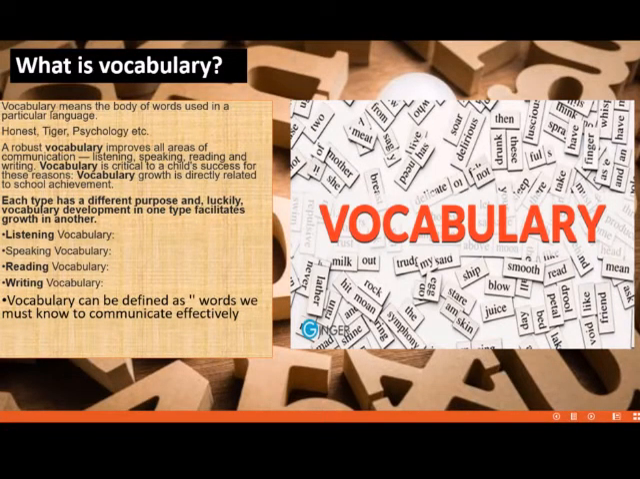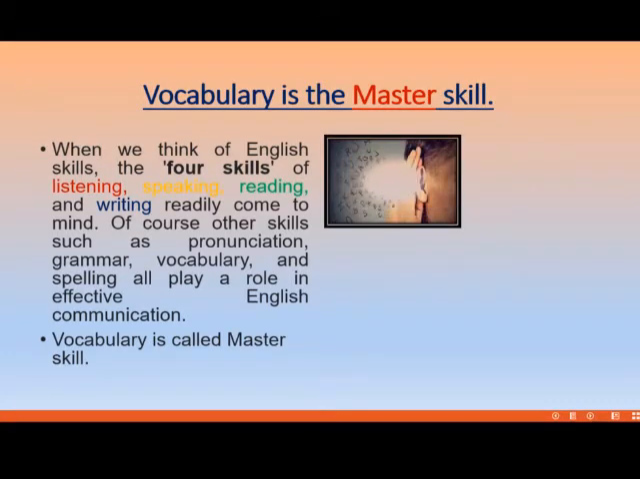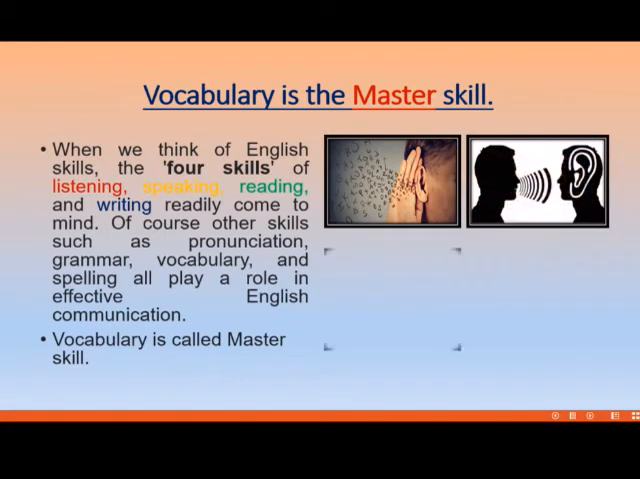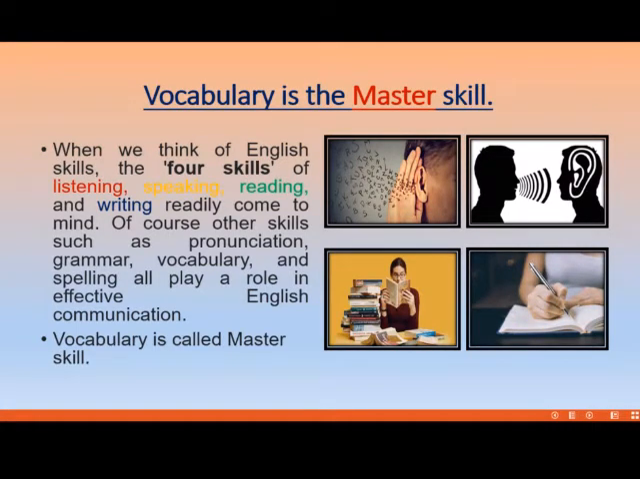Vocabulary can be defined as words we must know to communicate effectively. Vocabulary is called the master skill because without vocabulary, no skill can be worked perfectly. When you think of English skills, the four skills of listening, speaking, reading, and writing readily come to mind. Of course, skills such as pronunciation, grammar, vocabulary, and spelling all play a role in effective English communication. Vocabulary is called the master skill.